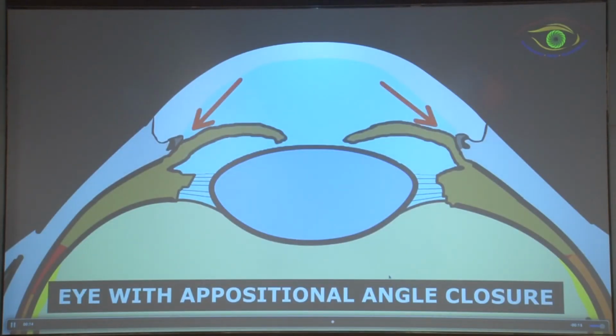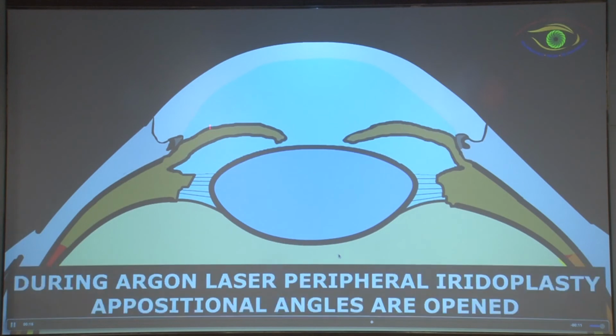So now we are treating this patient with argon laser peripheral iridoplasty. The laser spot comes, and now you can see it opens up. It does a plasty here, with the thermal energy. So it opens up. So we can show these kinds of simple animations, how the laser is hitting, and then you can see it opening up.